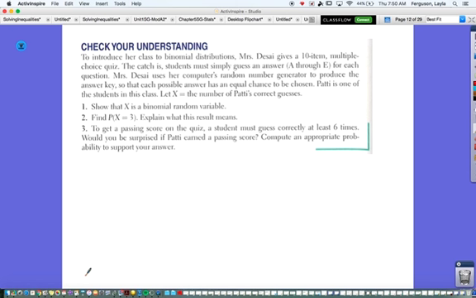Check your understanding. To introduce her class to a binomial distribution, Mrs. Desai gives a 10-item multiple choice quiz. The catch is students must simply guess and answer A through E for each question. Ms. Desai uses her computer's random number generator to produce the answer key so that each possible answer has an equal chance to be chosen. Patty is one of the students in the class. Let X equal the number of Patty's correct guesses. So the first thing we have to do is show that X is a binomial random variable.